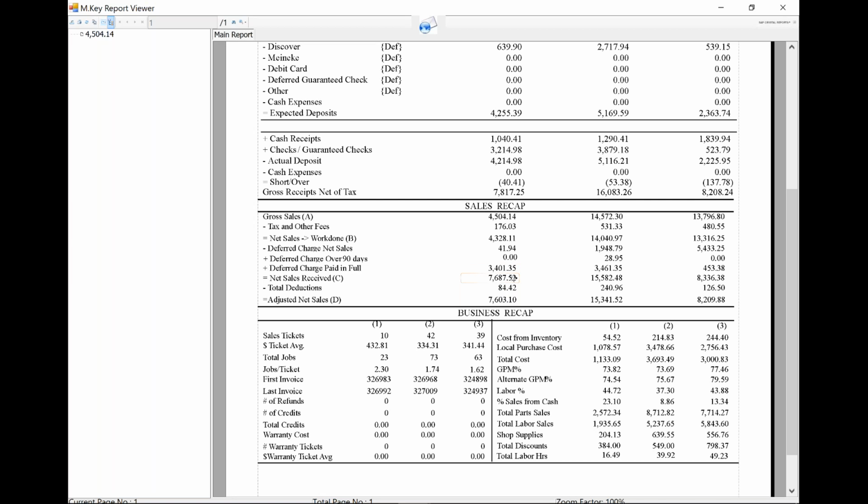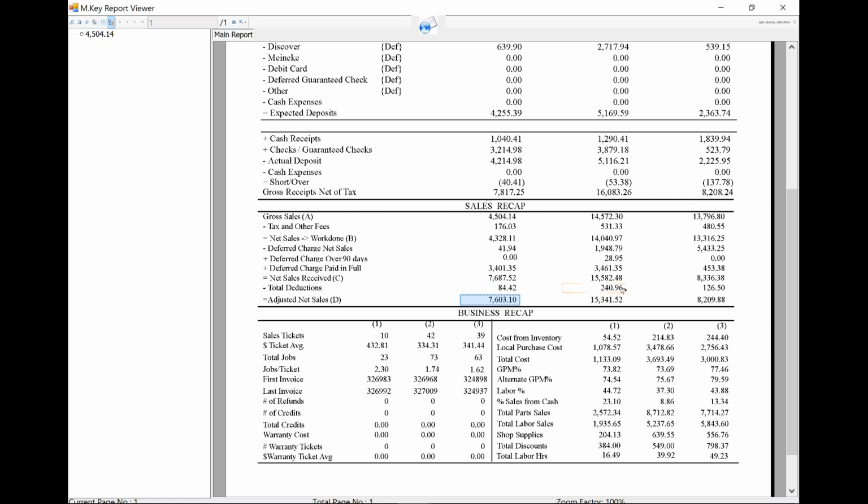So the only other deductions from that figure are one of two things. One is any charitable donations you've collected, and two is whatever processing fees your merchant service charges on your credit card. There's a function in MKey that takes that and deducts it, so you're not paying franchise fees on your merchant service charges. So adjusted net sales is what your franchise fees are calculated on.